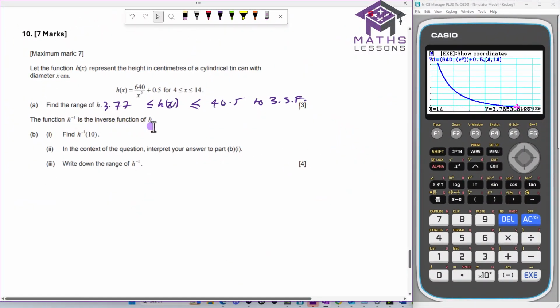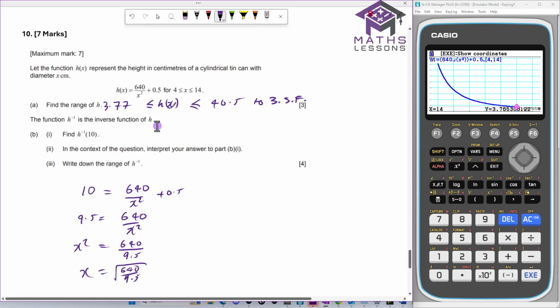Now, h⁻¹ is the inverse function of h. So to find h⁻¹(10), what we do is we can make h(x) equal to 10, and that's what our function equals, and then we can reverse all of this to find h⁻¹. So we take away 0.5 to get 9.5, which gives you 640 over x squared, times by x squared and divide by 9.5. Most high-level A&I students should be able to do this, and then you just have to square root that answer to find the inverse.